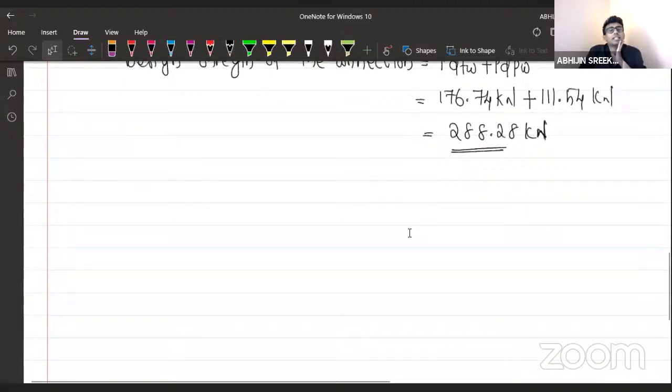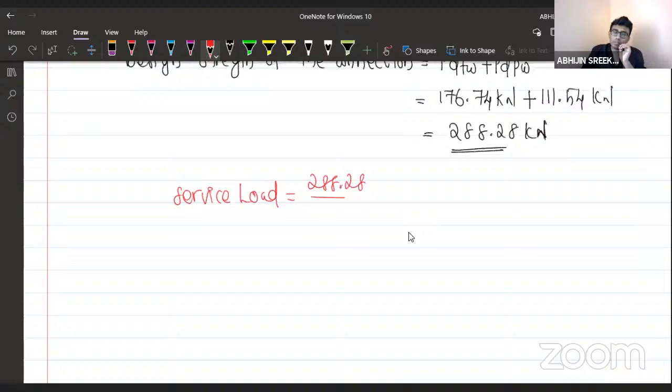This will be the design strength of the connection, but we are not asked to calculate the design strength. We are asked to calculate the service load permitted, right? The service load which can be permitted on this connection will be equal to 288.28 divided by 1.5. What's the answer here? Krishna was giving me the answer, that is 192.19 kilonewton. This will be the service load that can be permitted.